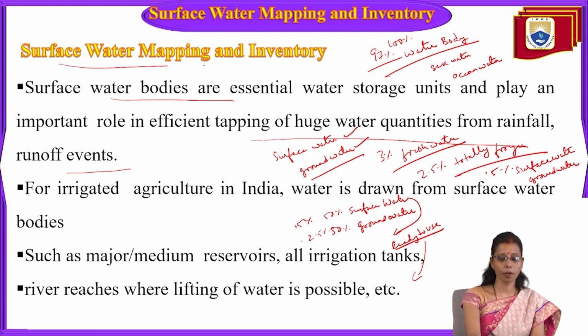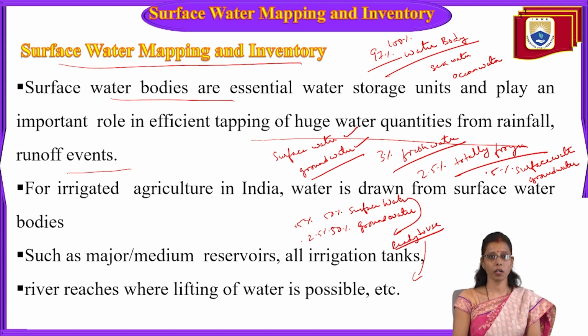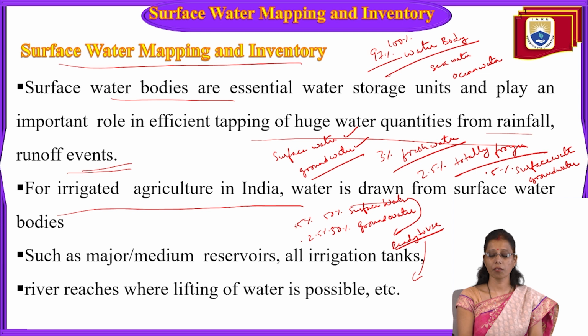Now here, for surface water mapping and inventory, we have to find out which areas are covered with surface water, and do the mapping of those areas to find out how much water is present, ready to use. So, efficient tapping of huge water quantities from rainfall and runoff. For irrigated agriculture in India, water is drawn from the surface water bodies, like I said, surface water which is ready to use.